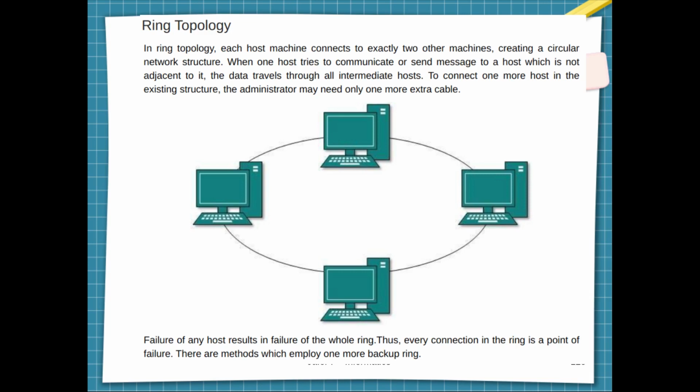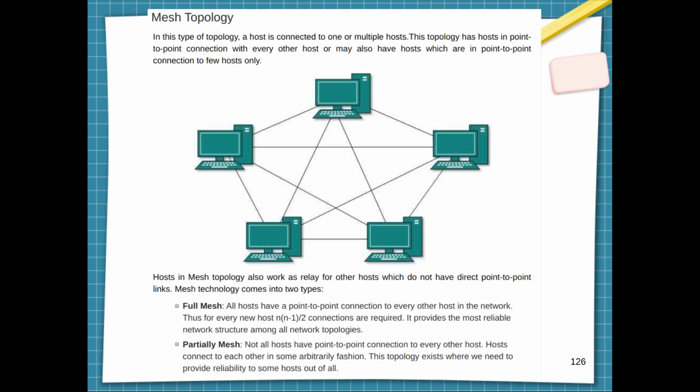And when you want to add one more system to this network, it is very easy. The administrator needs only one cable, right? You can disconnect from one system and connect to this system, and from this system you can connect to another system. So it needs only one cable to connect. So it is very easy. That is about ring topology.